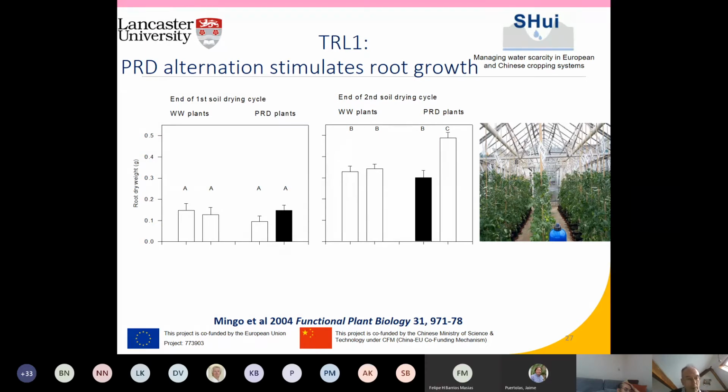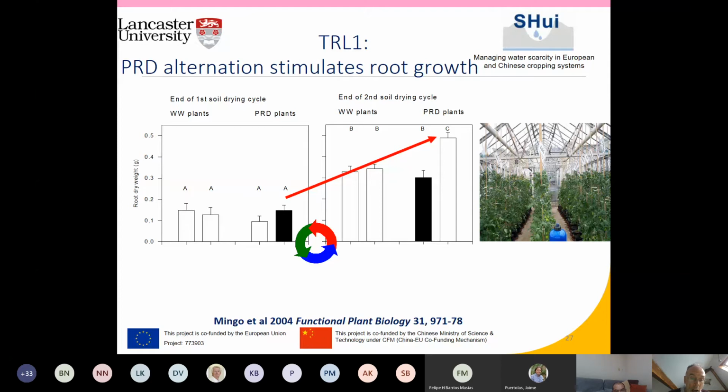So moving back into the greenhouse with some split root tomato plants, we did an experiment where we simply quantified the biomass partitioning amongst different parts of the plant. And at the end of the first soil drying cycle, for both the well-watered plants and the partial root zone drying plants, now these groups of plants received the same irrigation volumes, the part of the root system that was in drying soil didn't result in any substantial increment in root biomass.